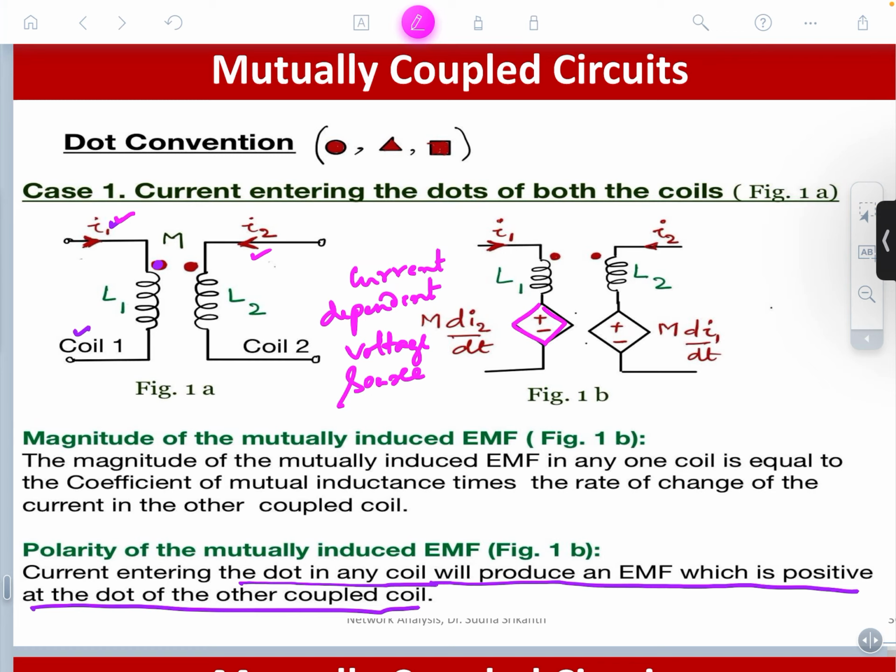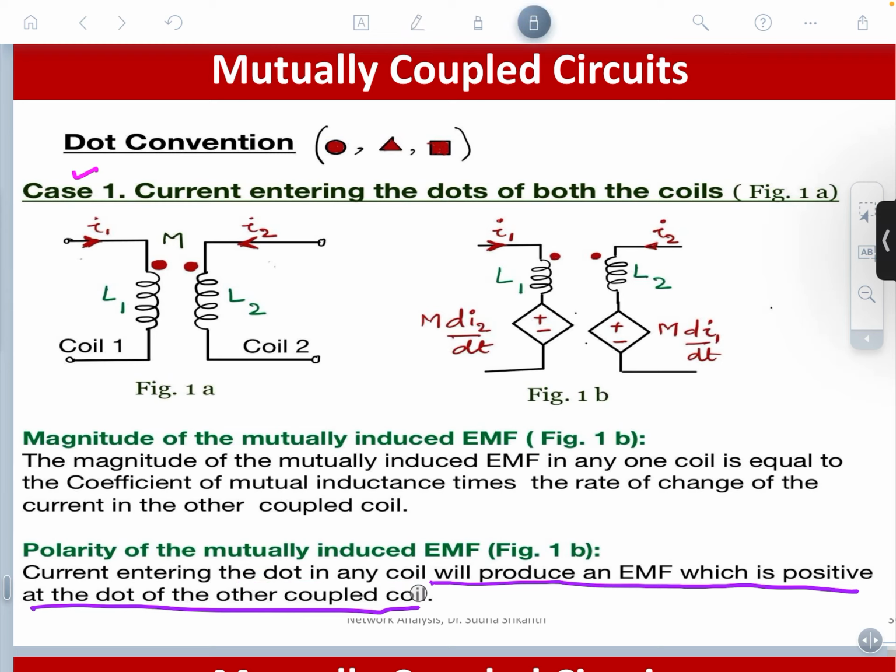You can write it this way, or you can simply write the equations. This way it becomes easy for someone who wants to be a little more clear and go step by step. So one can represent it this way. This is how we decide the polarity in the situation wherein the current is entering the dots of both the coils. So this is flux aiding, additive fluxes. The field produced by one coil will support the field produced by the other coil.